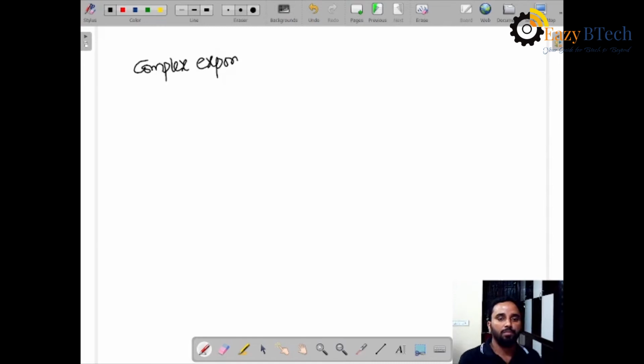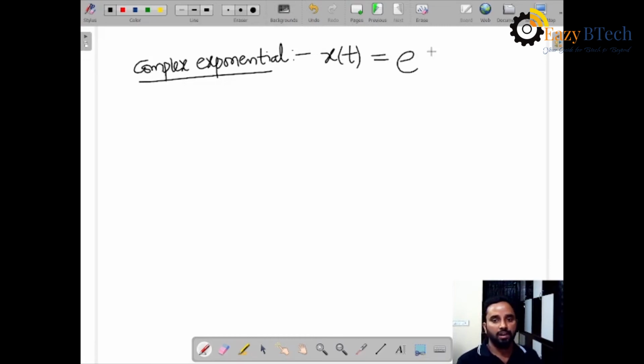Complex exponential. The definition first we write. It is defined as x of t equal to e power st. Exponential means e power only. So here, e power st.